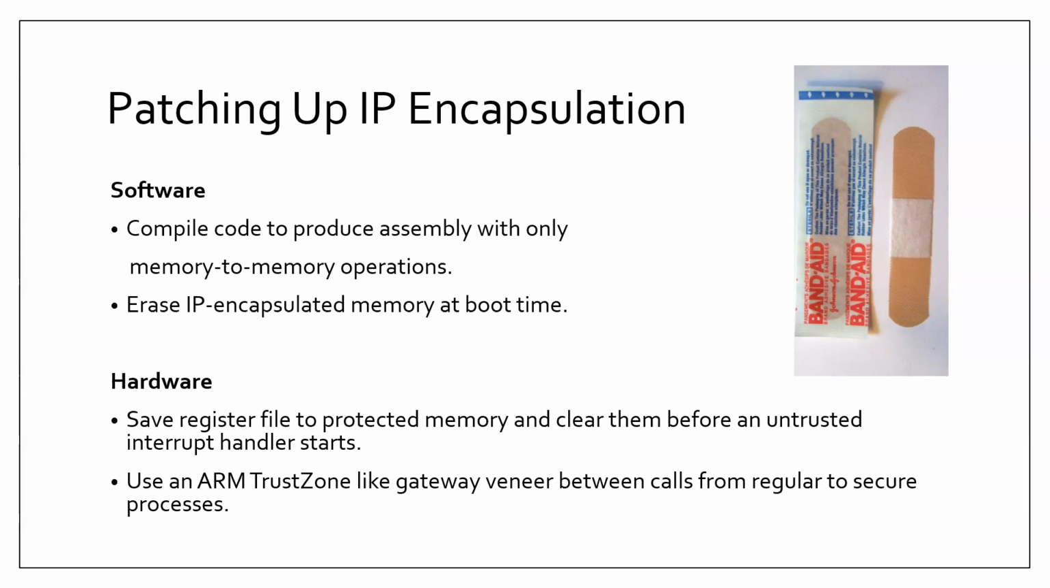Hardware or microarchitectural mitigation strategies would involve saving the register file to a protected memory area and clearing it before an untrusted interrupt handler starts. Or we could use an ARM TrustZone-like gateway veneer between calls to ensure that there are secure context switches from regular to secure processing.